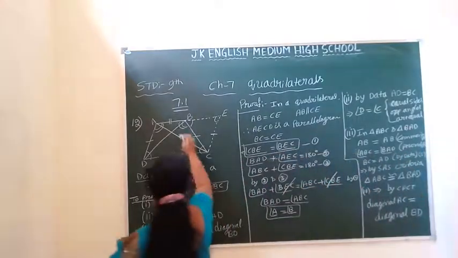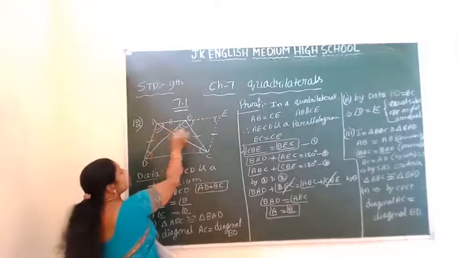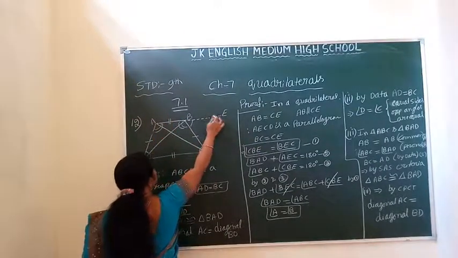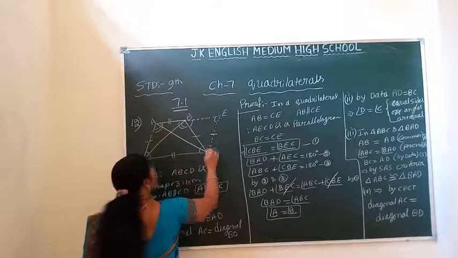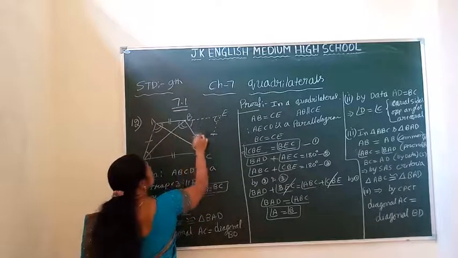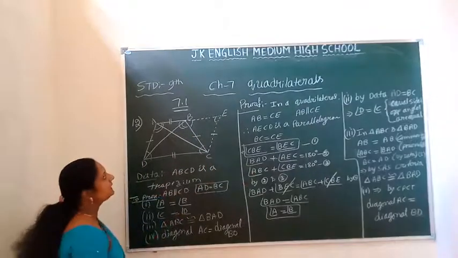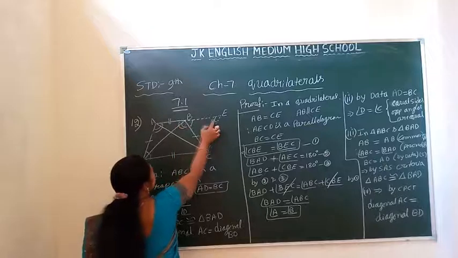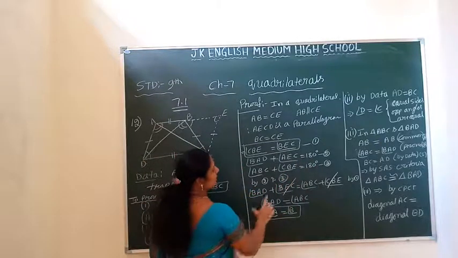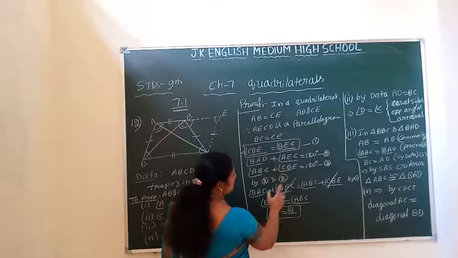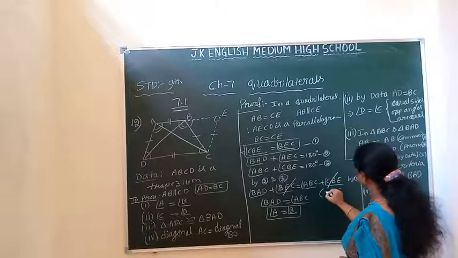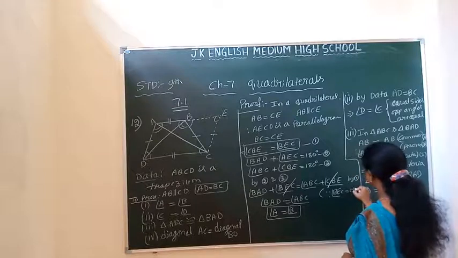Okay, children, now once again I am going to repeat. They gave one trapezium, in which one pair of sides is parallel, and these two sides are equal. They gave the hint that we have to extend in such a manner that this should be parallel and these two are equal, and we join C. Then these three sides are equal. Equal sides, opposite angles are equal, therefore angle B is equal to angle B. We consider the sum of these triangles as 180 degrees, and comparing both, we proved these triangles are equal, because angle BEC is equal to angle CBE.